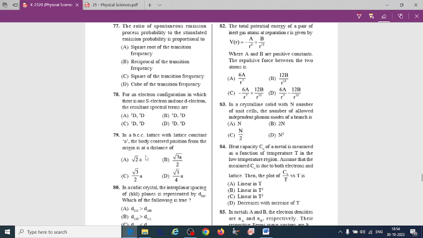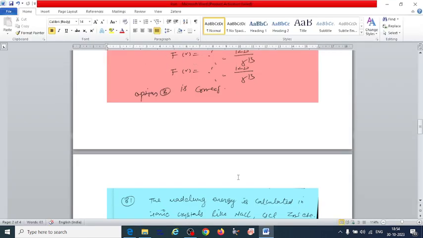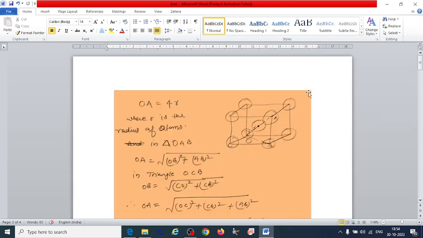So let us start. The first question here is: in a BCC lattice with lattice constant A, the body centered position from the origin is at a distance of. The solution for this question goes like this. As they have given, BCC means body centered cubic crystal. So the structure goes like this.